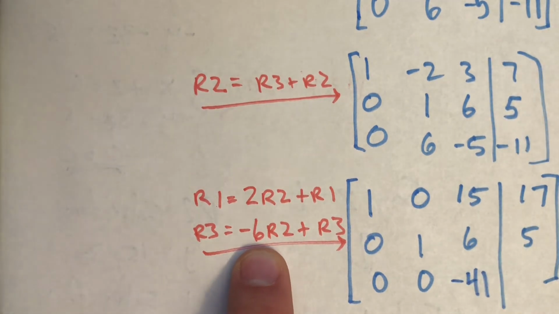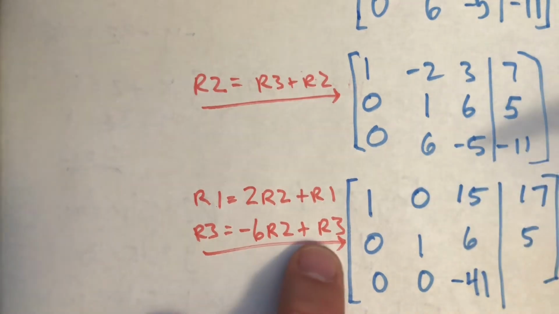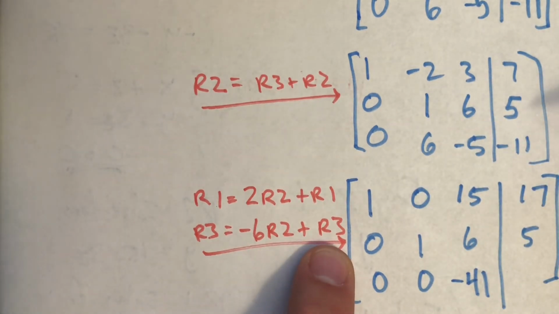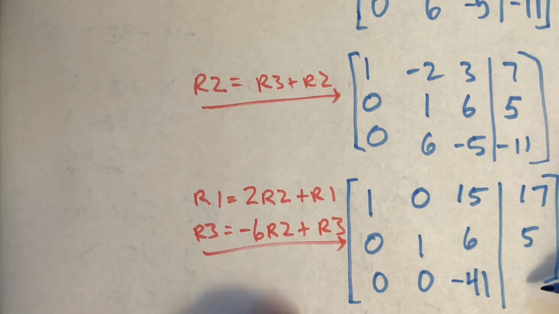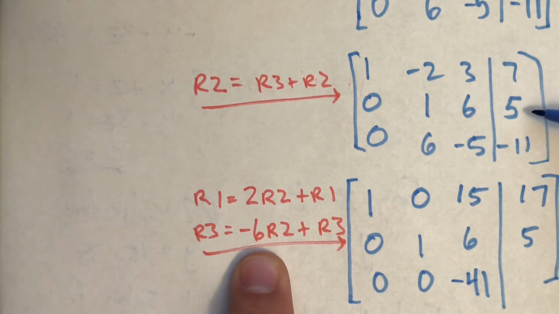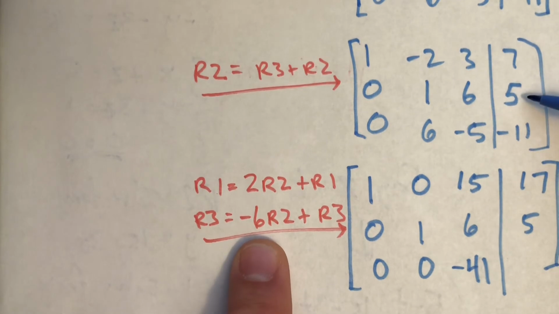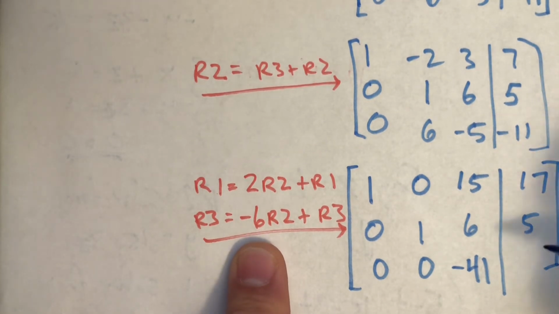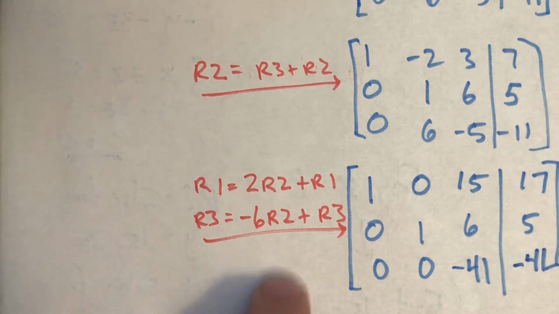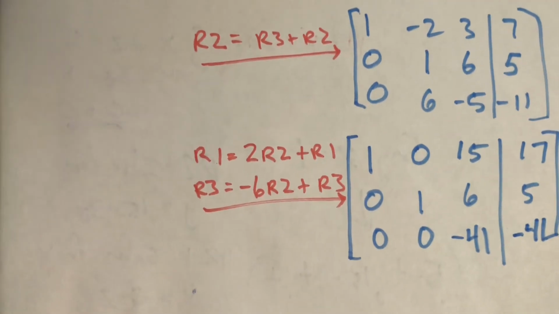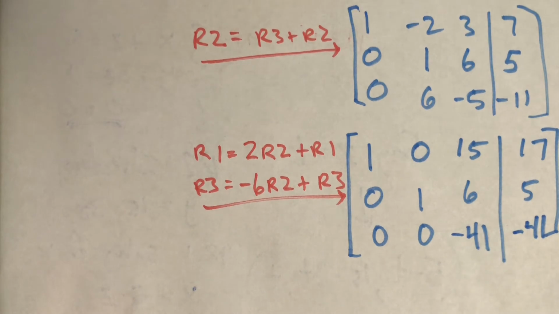Oh my. Okay, so then what we got from the last position here. So I've got -6 times row 2. So that would be -6 times 5. That's -30. Plus -11 would be -41. Holy buckets. I was a little worried there for a minute, but this is going to work out just fine.